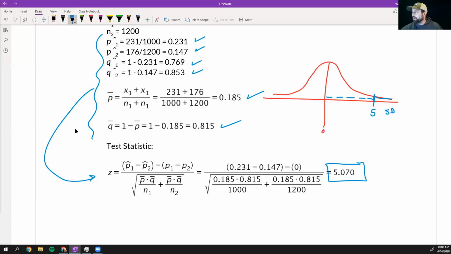And we want to find the area above that. My guess is this is a very small area, because 5 standard deviations, right? That's huge. When you do enough of these z-scores, you'll start to develop an intuition for whether the area is going to be big or little just by looking at the z-score. Yeah, 5 standard deviations away from the mean, that's going to be a very small area.